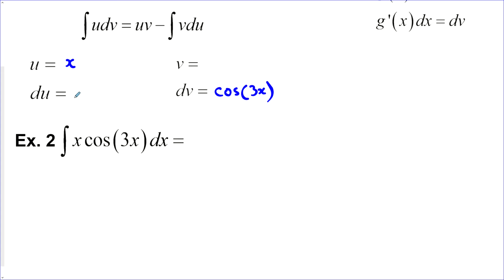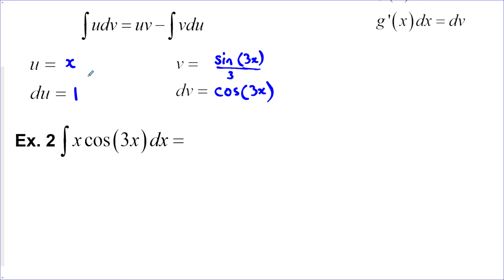Take the derivative of x, it's 1. Take the antiderivative of cos, and that would have been sine 3x. There would have been a 3 coming out of the chain rule when we take the derivative of 3x, and it's not here, so I need a divided by 3, or you could write 1/3 in front of this.